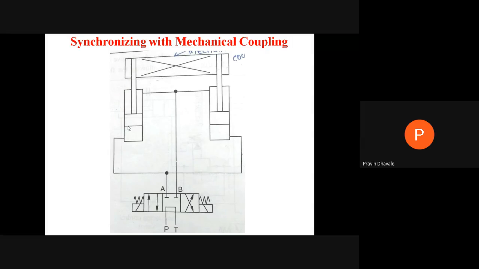At that time, what happens? Whatever the fluid, it will be on the piston rod end side. That fluid will come out when the piston moves in the upward direction, and that will be combinedly passing to port B, and from port B to port T, that is the tank.